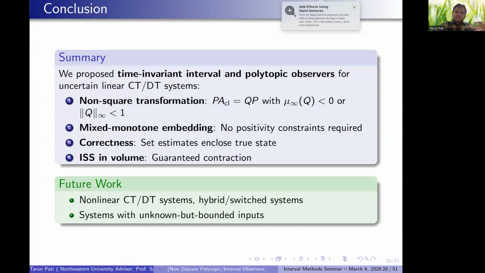For future work, we want to extend this to nonlinear continuous time and discrete time systems, as well as more complex systems like hybrid and switched systems.